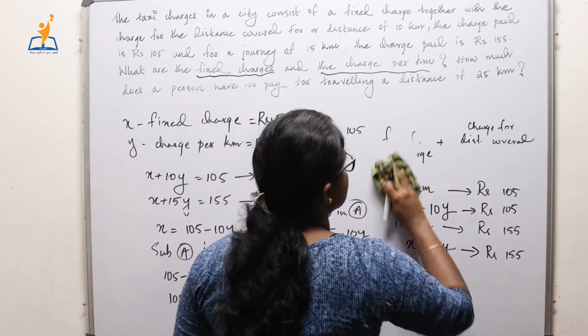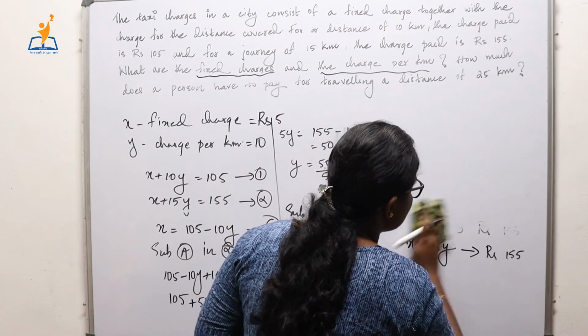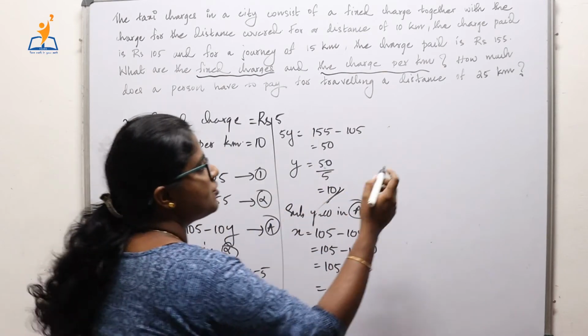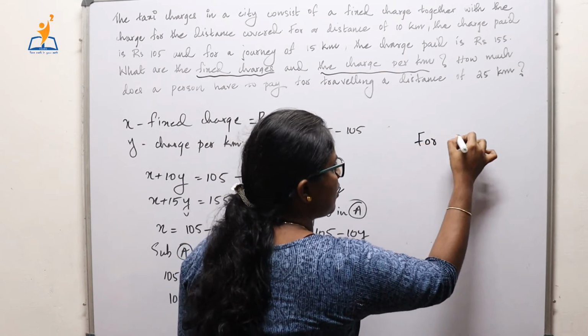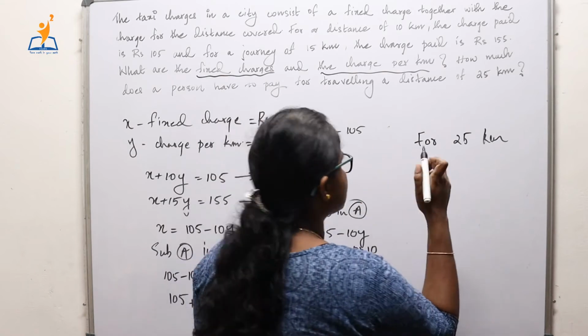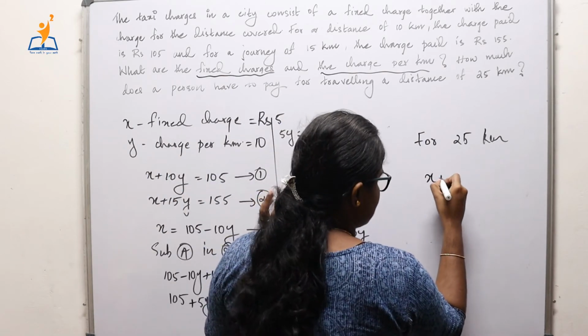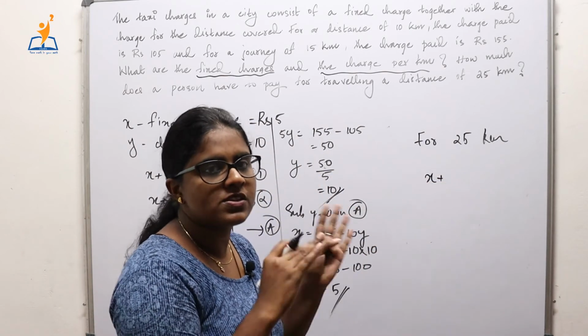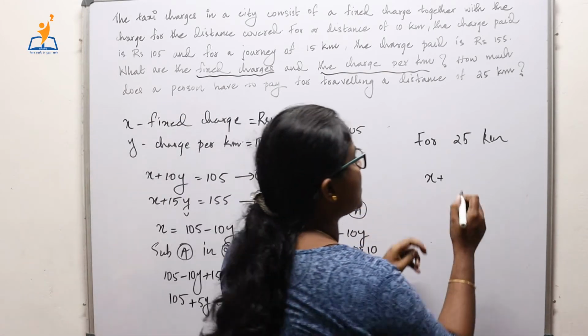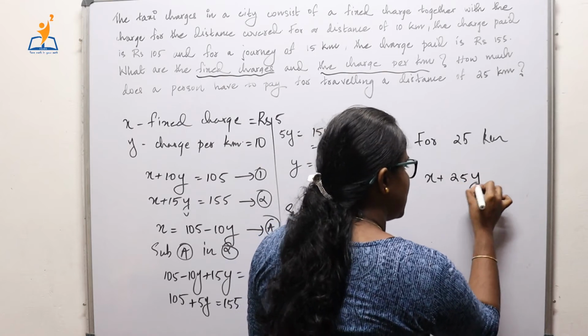How much does one have to pay for traveling 25 kilometers? We will always have a fixed charge, that is x. And for 25 kilometers we have to pay y rupees per kilometer. For 25 kilometers it will be 25y.